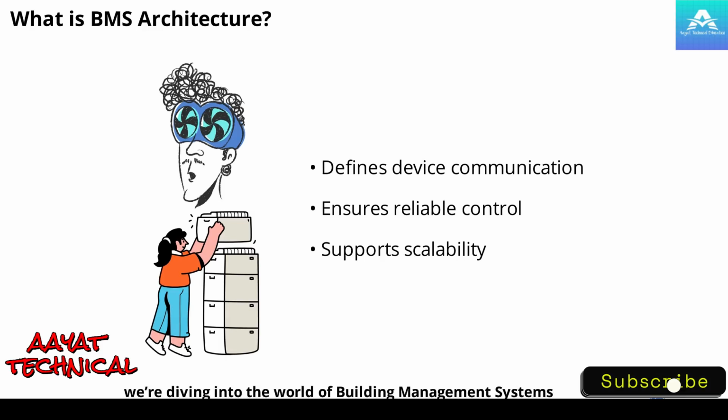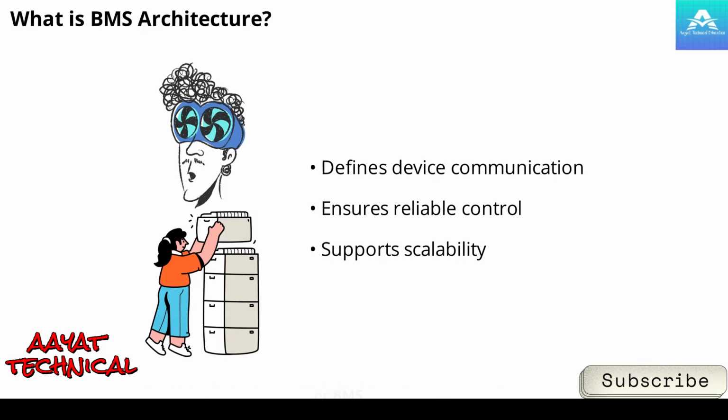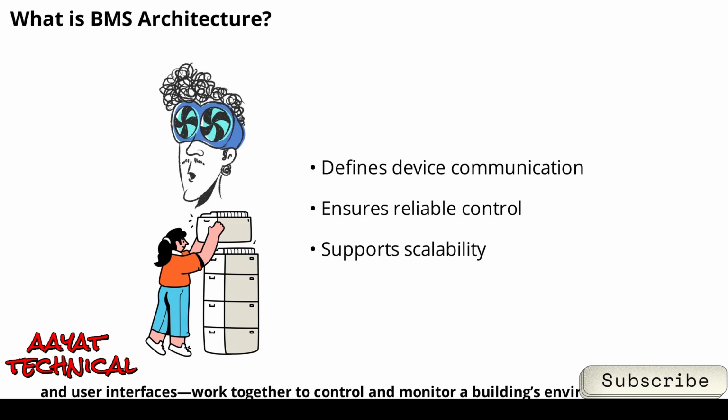Welcome. Today, we're diving into the world of building management systems, or BMS. At its core, BMS architecture is all about how different devices, like sensors, controllers, and user interfaces, work together to control and monitor a building's environment. A well-designed BMS ensures everything runs smoothly, from heating and cooling to lighting and security.